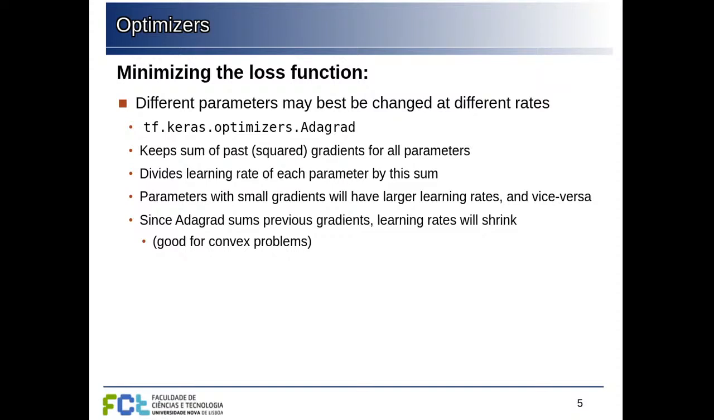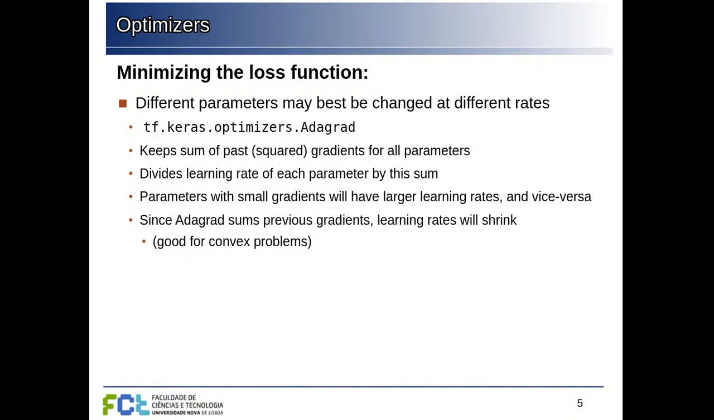the gradients for each parameter. So this is the sum of the squared gradients, so that it's always positive. And then for each parameter, it divides the learning rate by this sum over the past gradients for that particular parameter. This means that parameters that have smaller gradients will tend to have larger learning rates, and so they will not slow down as much during training.